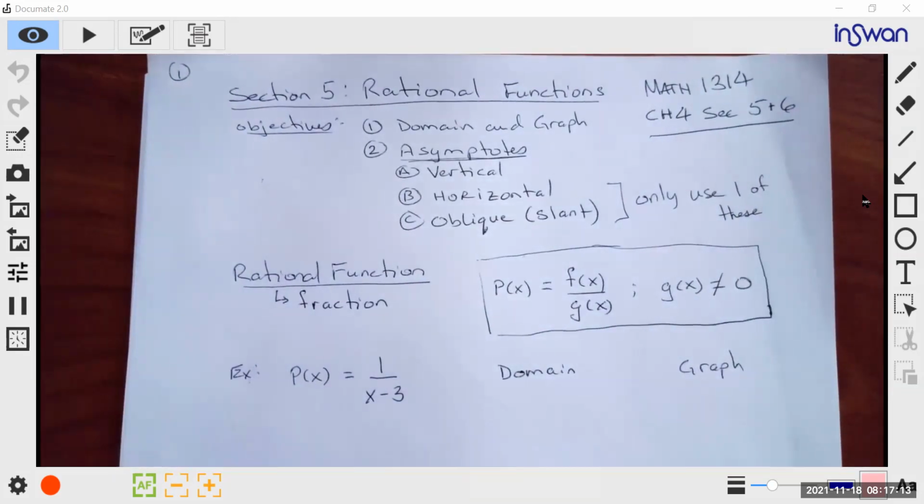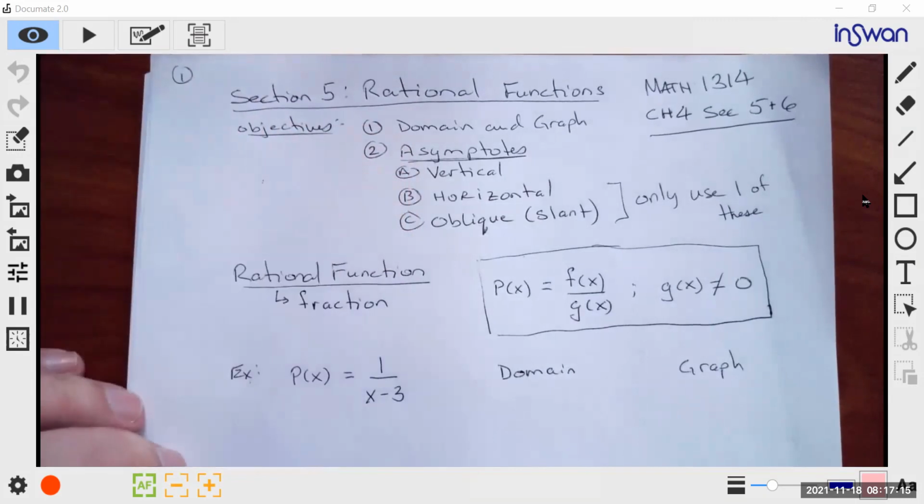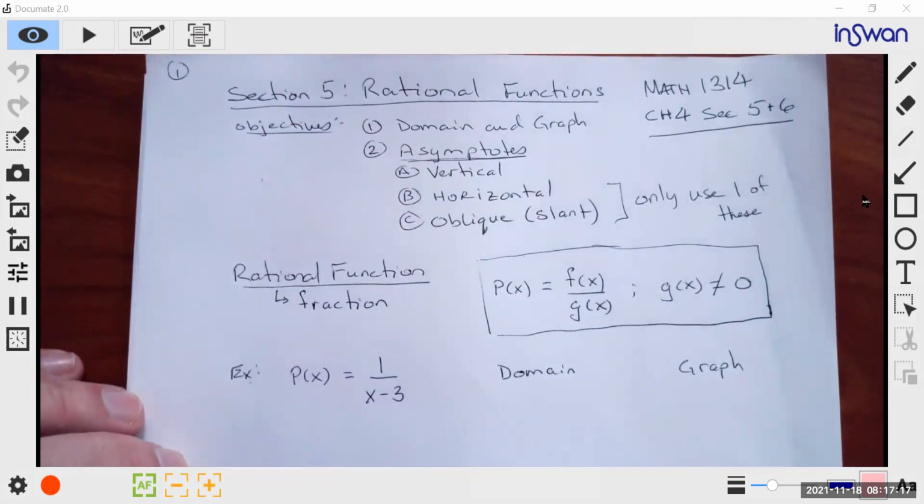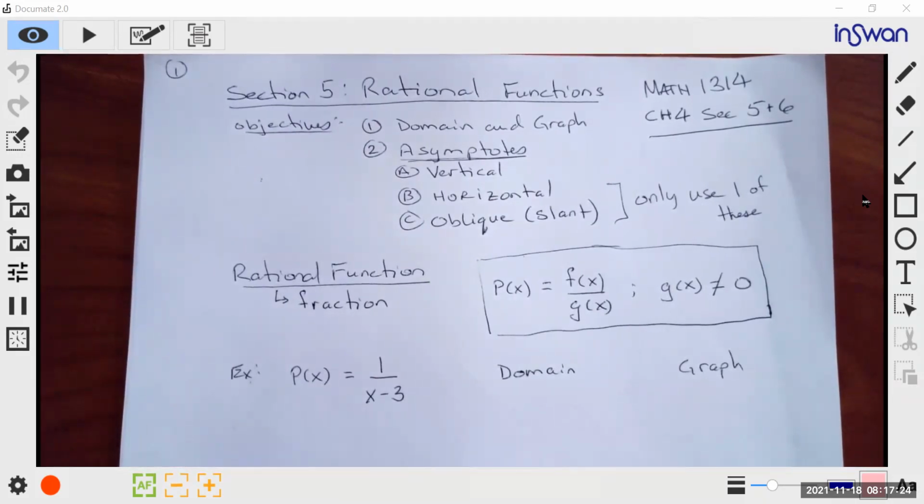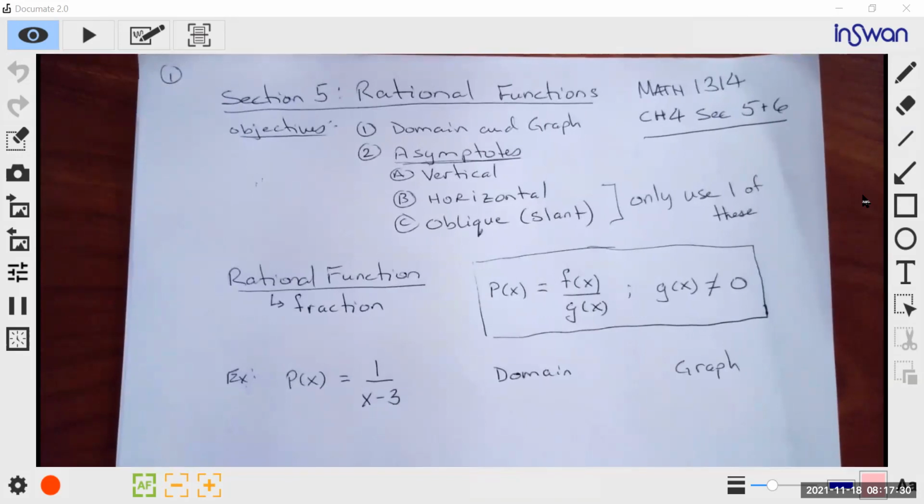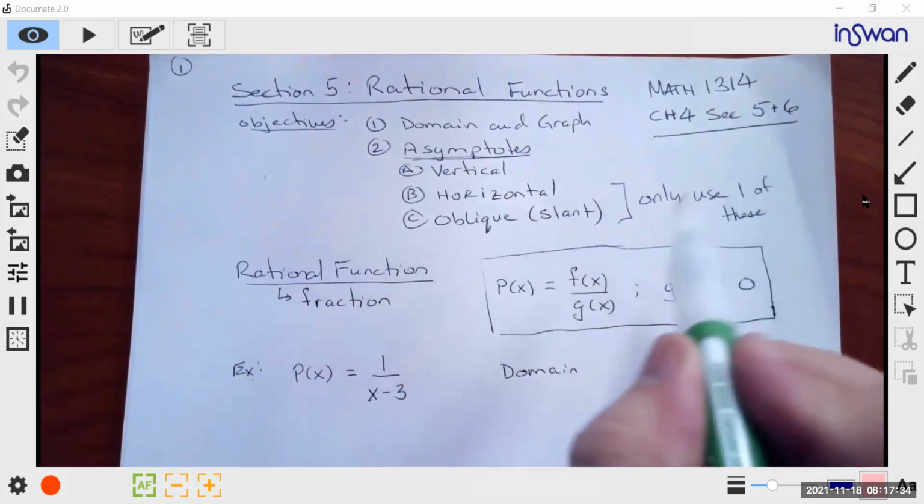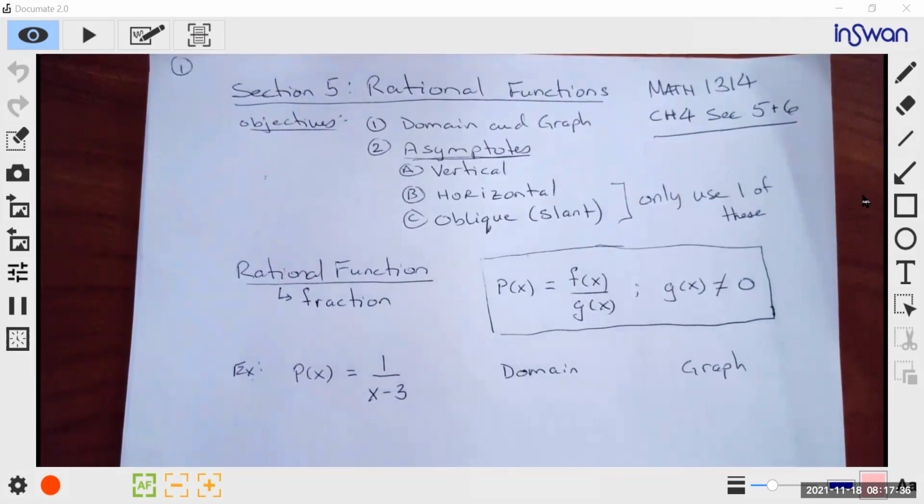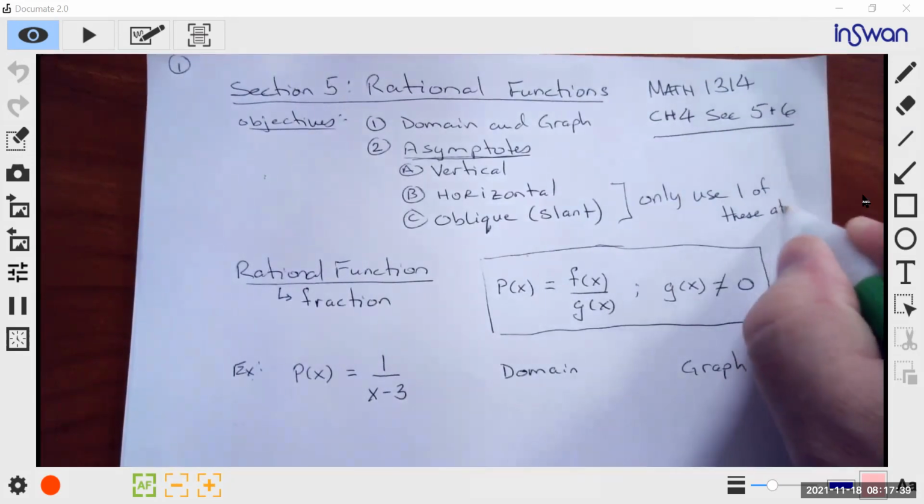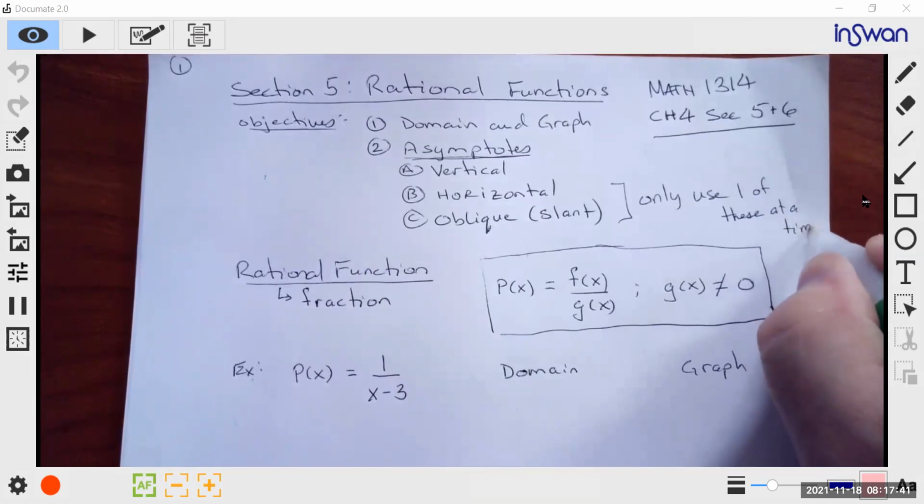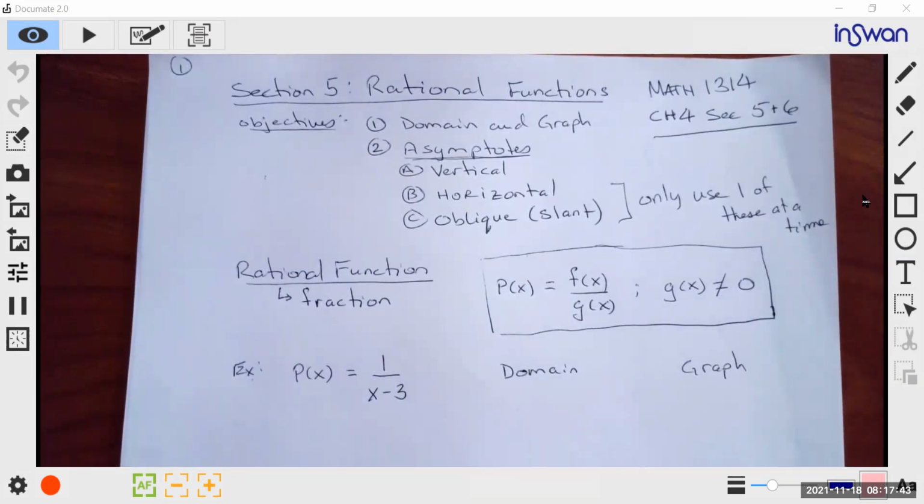You cannot have an oblique and a horizontal at the same time. You can have one or the other, or neither of them. A function doesn't need to have a horizontal or an oblique asymptote. And we'll talk about why in a minute. In other words, you cannot have one of each of these at the same time. You can only use one of them at a time.